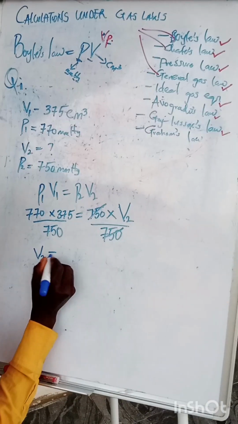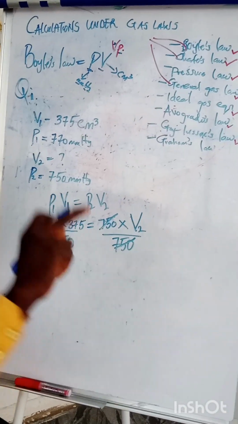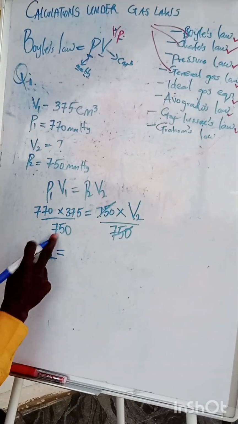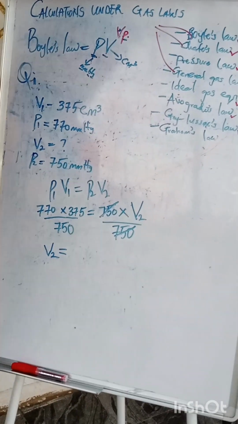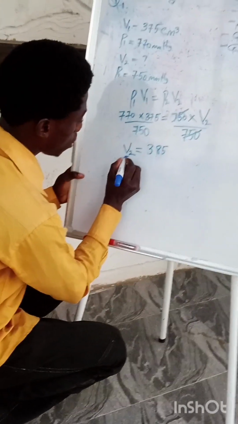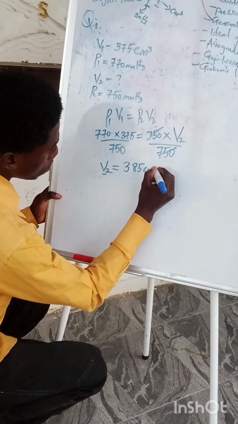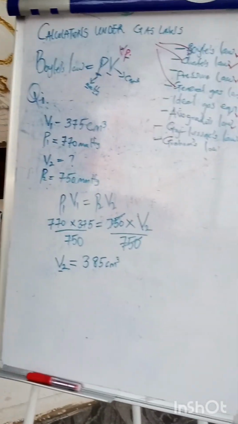So V2 equals this one times this one, you press it on your calculator. Then you now divide by this one. Then you get the answer of V2, in which the final answer should be 385. The unit of this should be what? Centimeter cube. See, you guys, let's clean the board. Let's go to the second question.